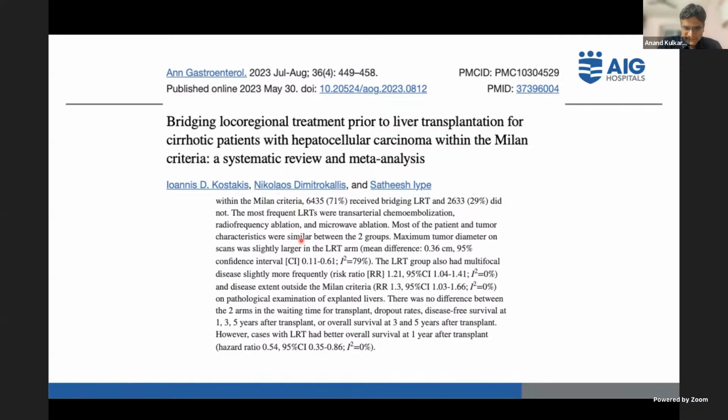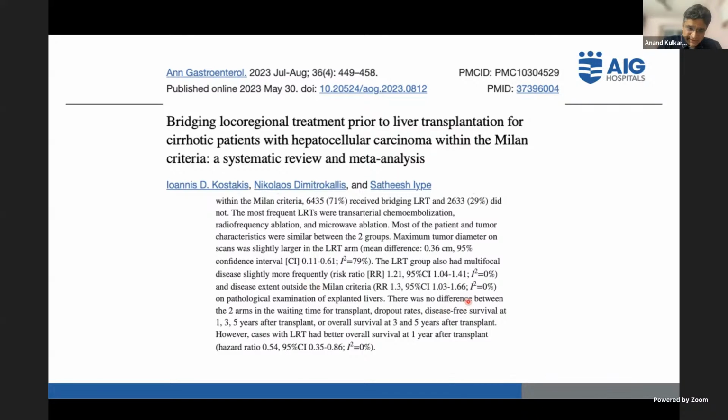The most frequent types of LRT were transarterial chemoembolization, radiofrequency ablation, and microwave ablation, and most of the patient and tumor characteristics were similar. There was a slightly larger size in patients who had undergone LRT. And the LRT group also had multifocal disease slightly more frequently compared to those who did not undergo LRT. It is probably very much in line with how we actually select a patient for LRT.